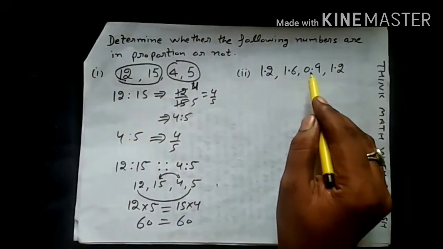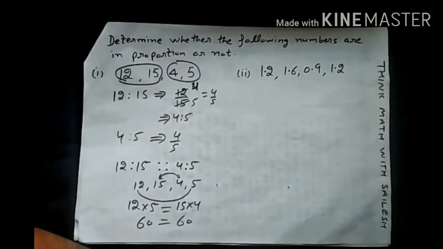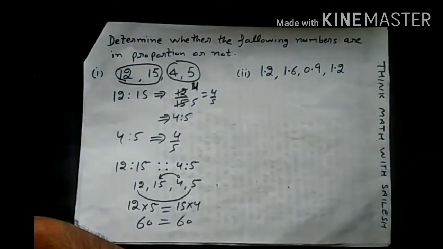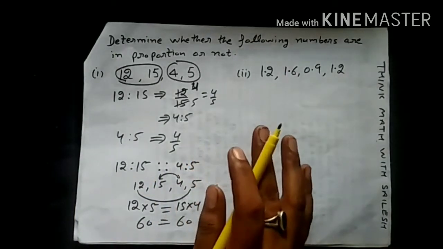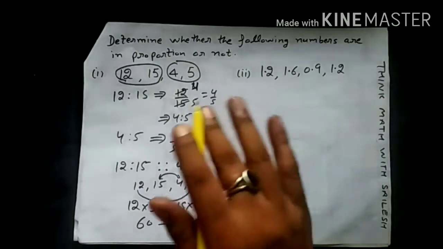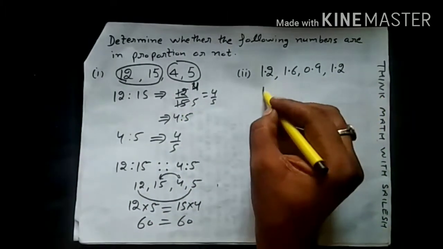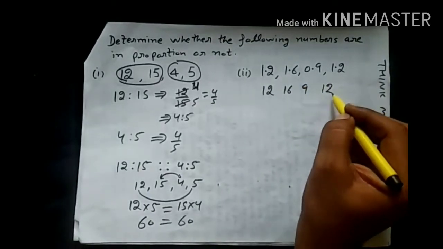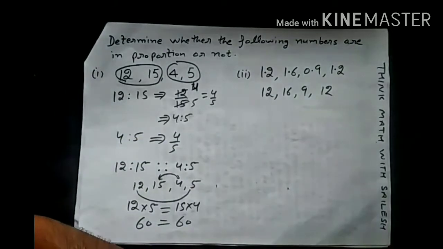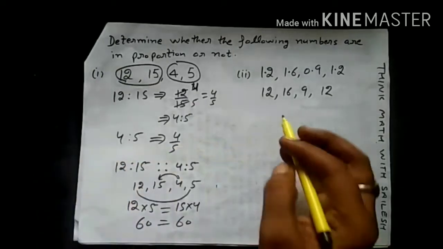Similarly, we come to the second question. Here you see 1.2, 1.6, 0.9 and 1.2. All these are like decimals. After the decimal, there is only one digit. Whenever the case is of like decimals, we can skip the decimal and write all the numbers without decimal. So I will write 12, 16, 9 and 12 in place of 1.2, 1.6, 0.9, 1.2 respectively.